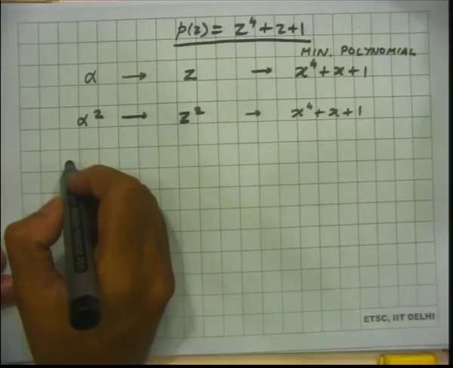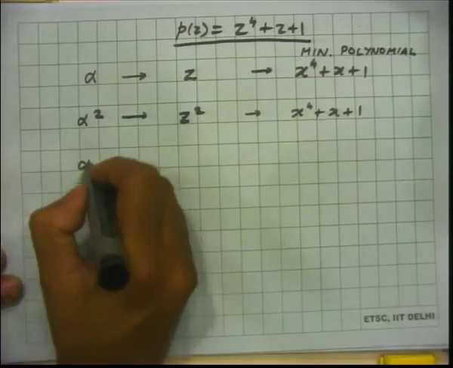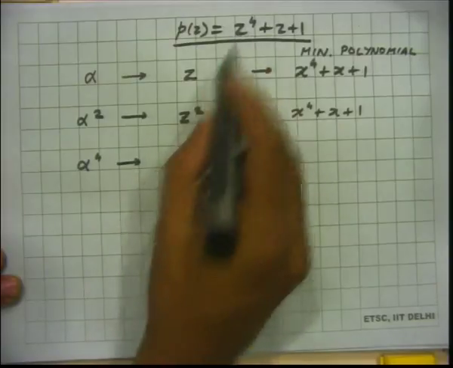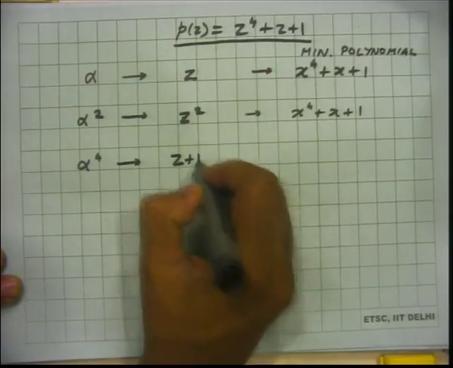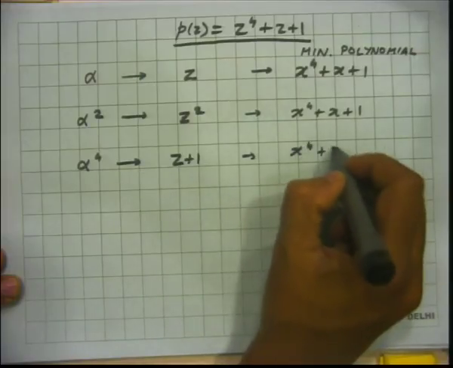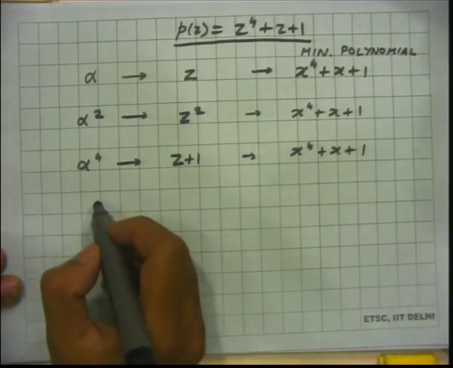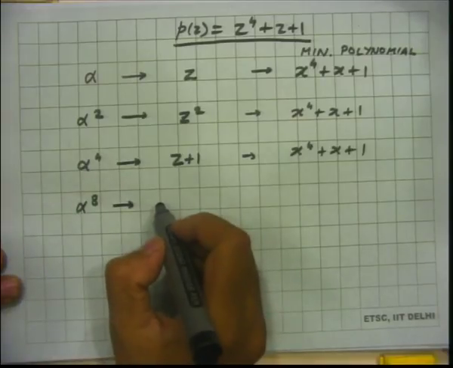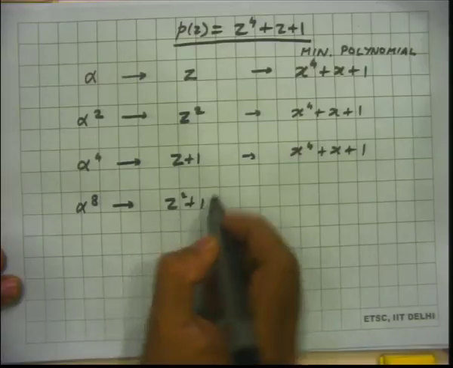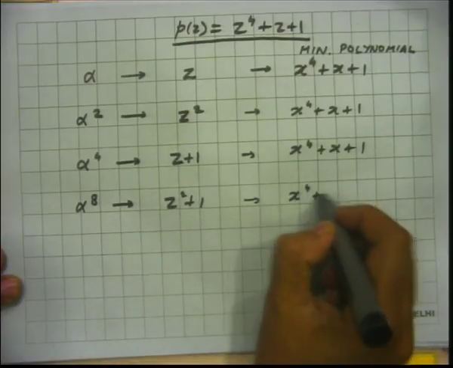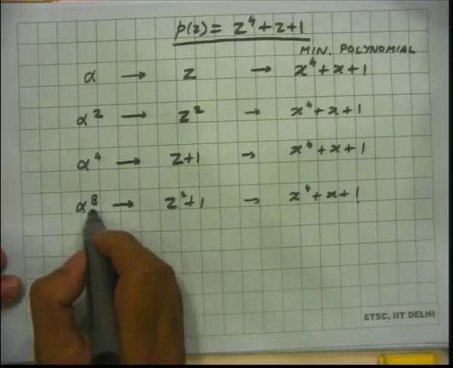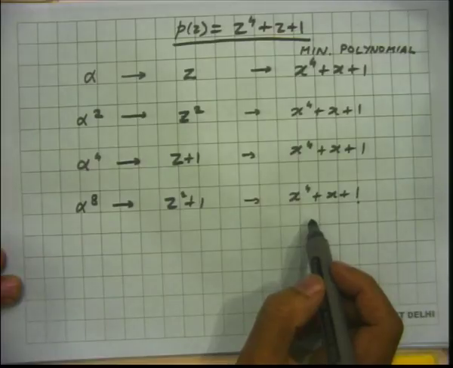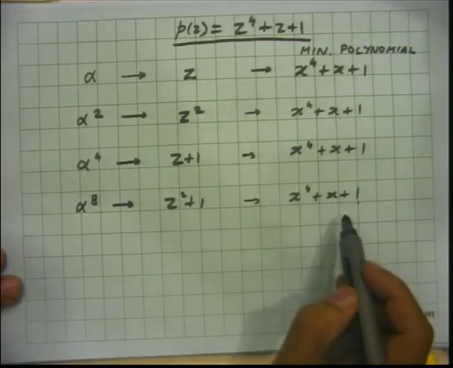But why should we stop here? We look at alpha raised to the power 4, and when you take it modulo p of z, you end up with z plus 1 again. Then you go back and look at alpha 8, and alpha 8 is z squared plus 1, same. But the moment you go to alpha 16, it reverts back. So, these are the 4 elements.